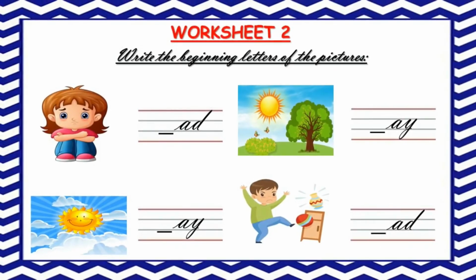Now, next worksheet, that is worksheet number 2. In this worksheet, you have to write the beginning letter of the pictures. Here some pictures are given to you. First is sad. S-ad sad. So there is a blank given over there. You have to write s in that blank.